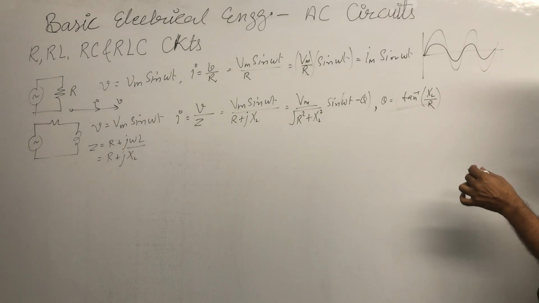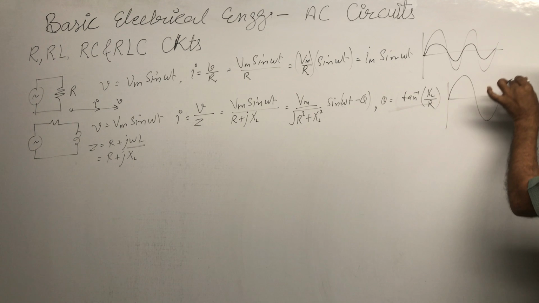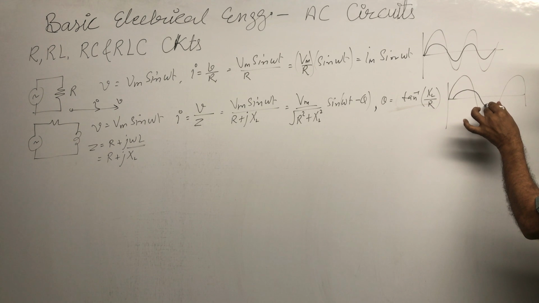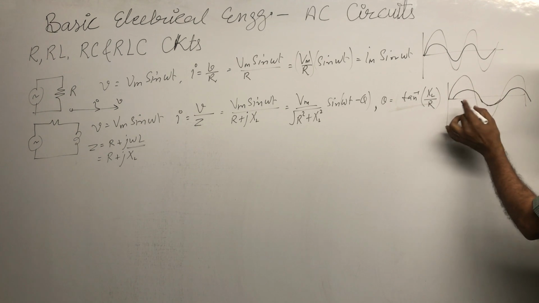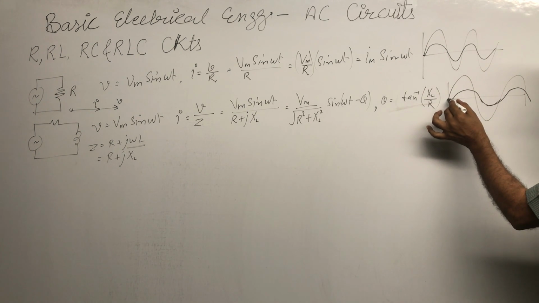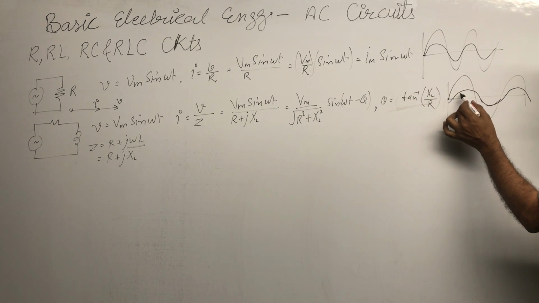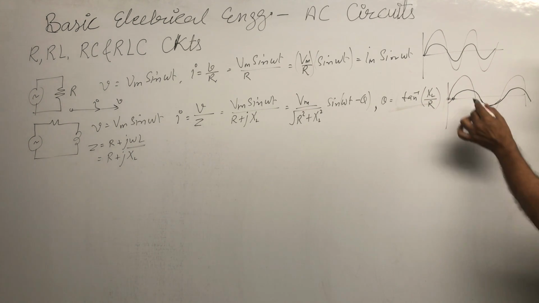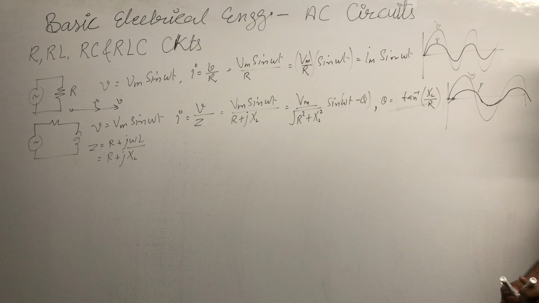And if we want to represent the waveform, this is the voltage waveform, and the current waveform is lagging from the voltage. This is the current waveform. It lags by some angle. Lagging means it does not start at the same point; it starts after. This is the voltage waveform, this is the current waveform. So it lags, and the lagging angle depends upon the inductor.